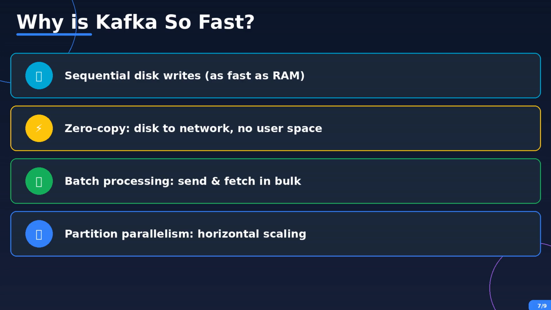2. Zero-copy technology. Data goes from disk to network card without passing through user space. 3. Batch processing. Producers batch messages together, consumers fetch in bulk. 4. Partition parallelism. Multiple partitions read and write simultaneously. These 4 designs together make Kafka incredibly fast at massive scale.